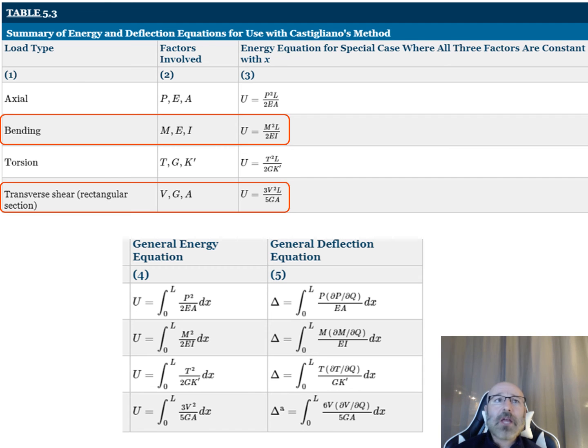So let's go back and revisit table 5.3 in our textbook right here. This table has a summary of our energy and deflection equations that we can use as our governing equations for the different load types. The load types that we're looking at for this problem are bending and shear.